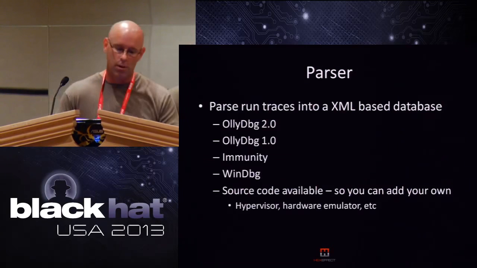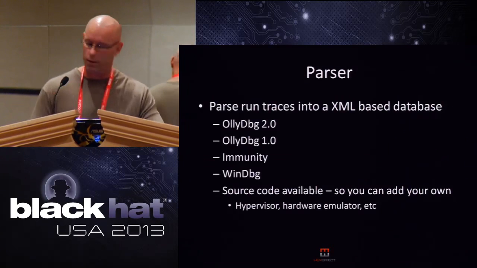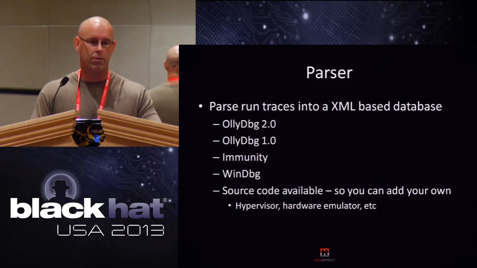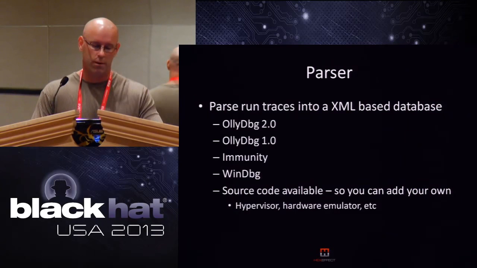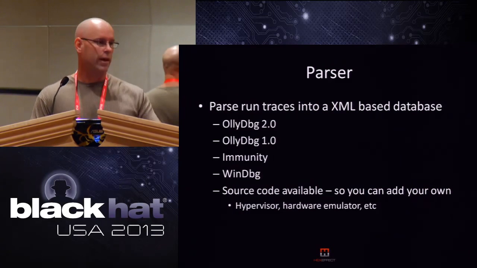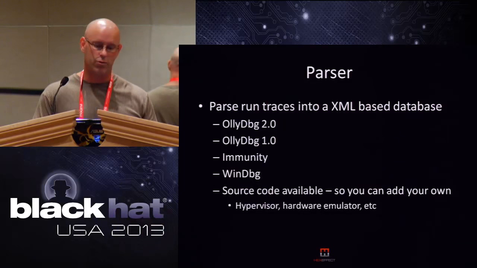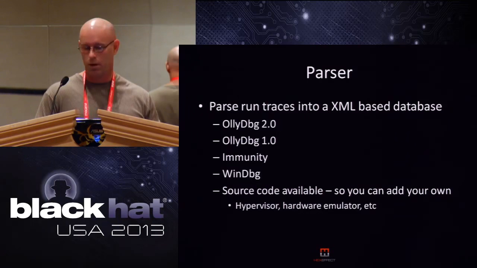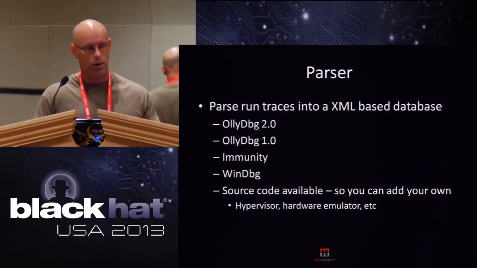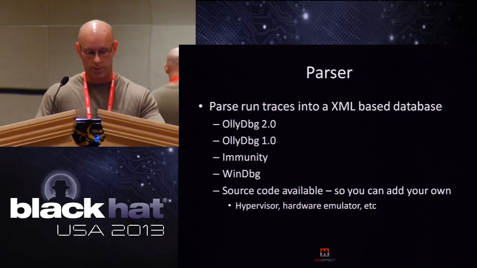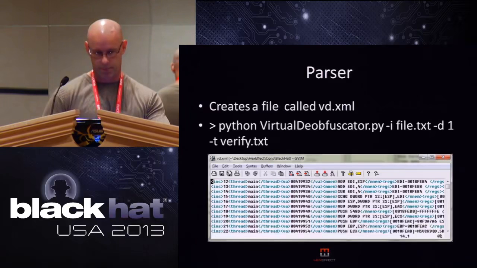Talking about the parser, I picked a couple common ones out there: Olly 1 and 2, Immunity and WinDbg. The idea is, when it parses it in, it creates an XML database. For Python, there's a nice little XML parser I can use and reference, to pull out instructions, or, as you're looking at run traces, register effects and what the results are, those types of things. The other idea is that with the source code being available, you can have your own custom hypervisor or hardware emulator. Once upon a time I had one when I was in the Air Force, and they're pretty useful, but they're pretty expensive, so you can customize it.